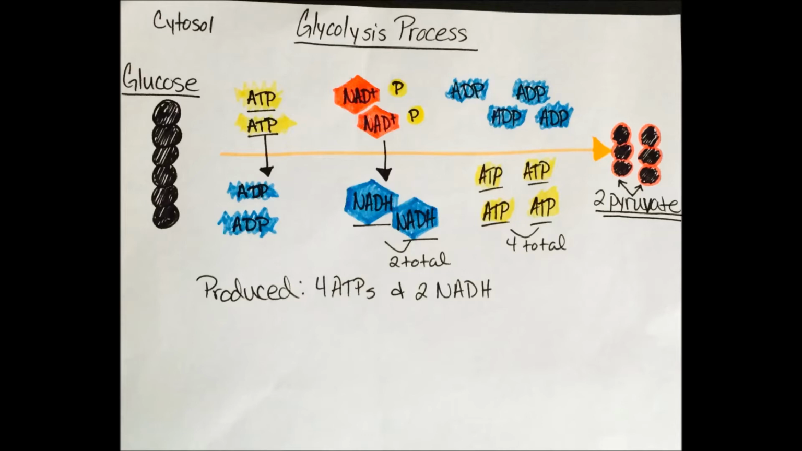At the end, glycolysis produces 4 ATPs and 2 NADH, but uses 2 ATPs in the process, for a net of 2 ATP and 2 NADH.